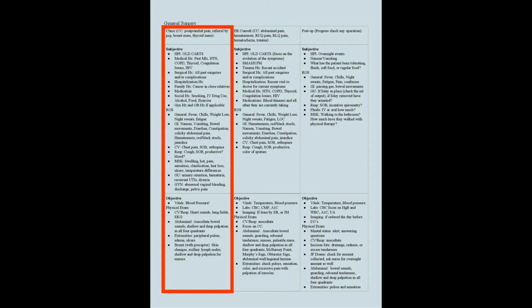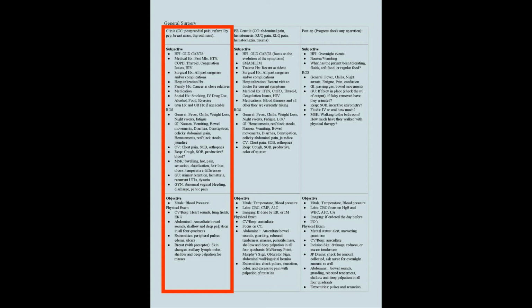It's important to ask them about their social history: smoking, IV drug use, alcohol, their food, exercise. It's all important here. And then you want to go over their GYN and OB history if applicable, and you can go through that in the OB-GYN quick guide that we've provided.